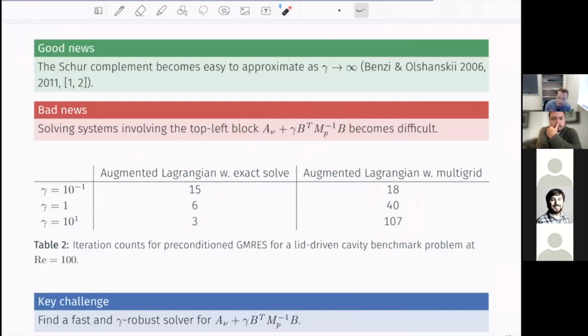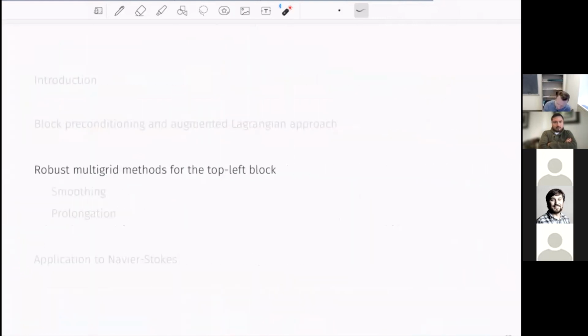But we don't want to use an exact solver. We can't afford to use LU for a system of 1 billion degrees of freedom. So the key challenge with augmented Lagrangian work is to find a fast and gamma-robust solver for this matrix A. And essentially, that's what we're doing for the rest of this talk. We'll find a multigrid method that works robustly for this top left block.